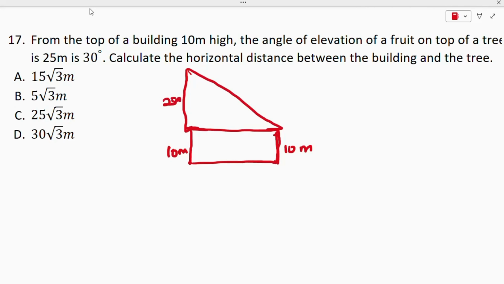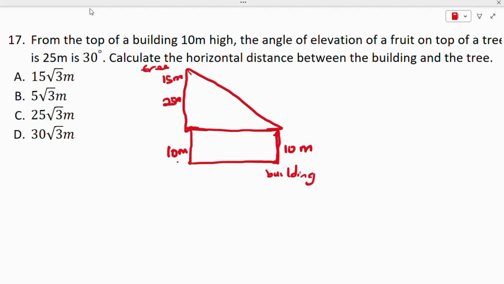25 meter high. That is to say the tree plus the building is 25 meter high, and we already know that this is 10 meter high. So if this is 10 meter high, 25 minus 10 is 15 meter. This implies that the building has 10 meter and the fruit has 15 meter, and if we add them together, this is going to give us 25 meter, and this is for the tree, and this is the building.